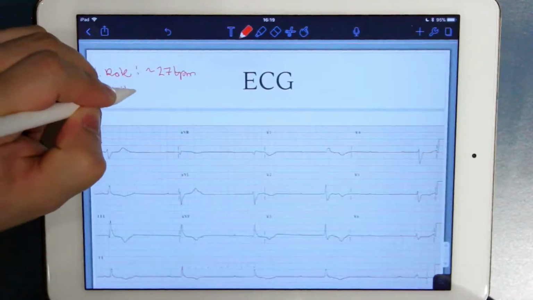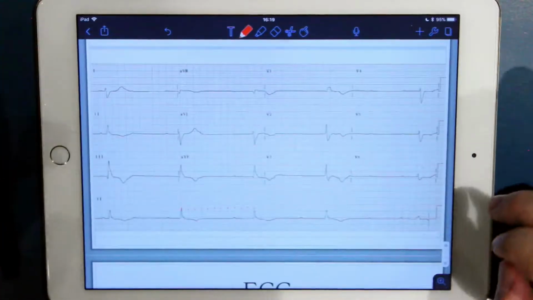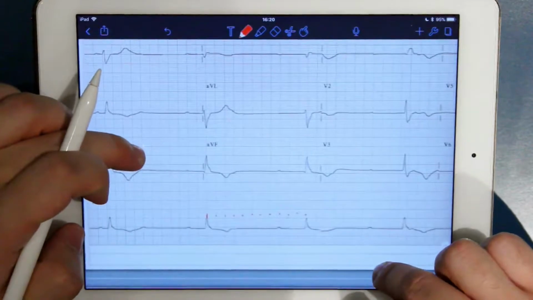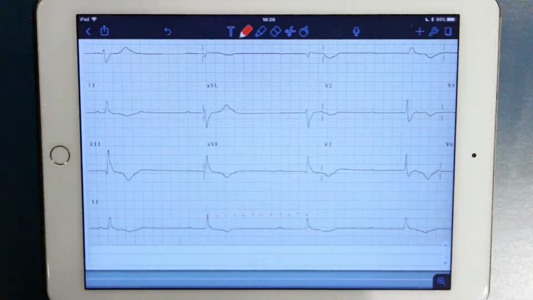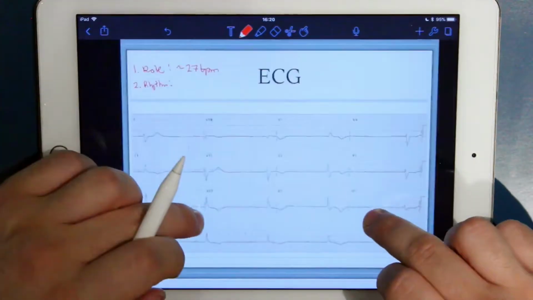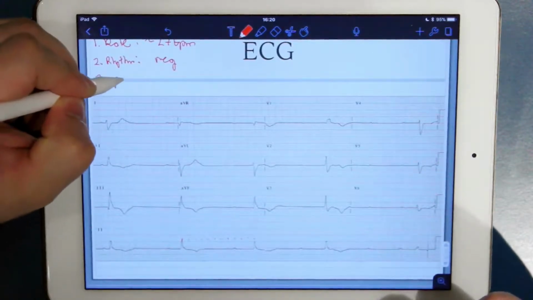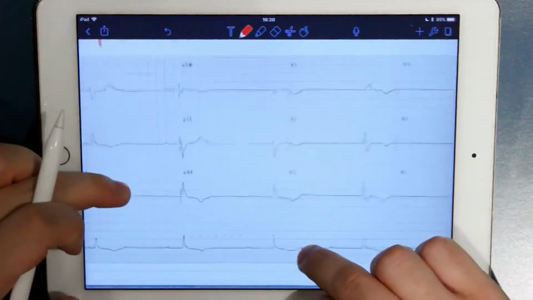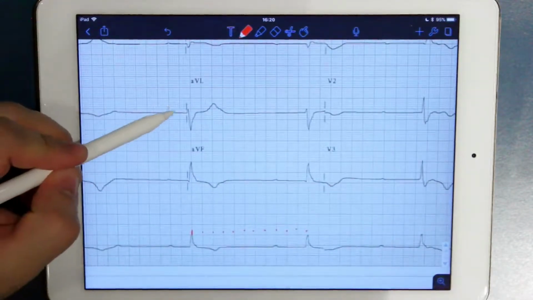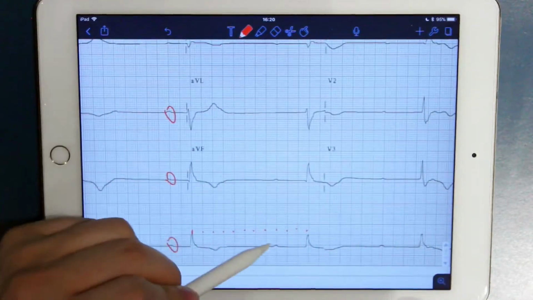Rhythm, this may be a bit challenging because this patient is so bradycardic, but if we used our paper method, we would see that this is indeed a regular rhythm. P waves. In multiple leads, we can clearly see that P waves are present.